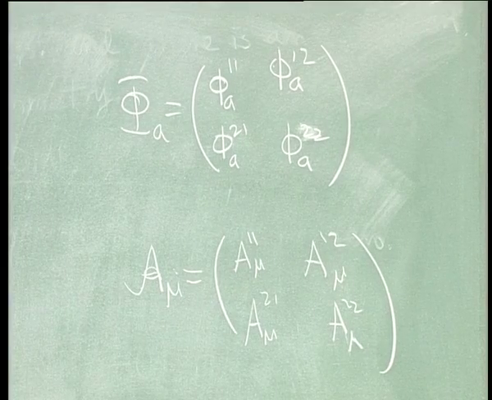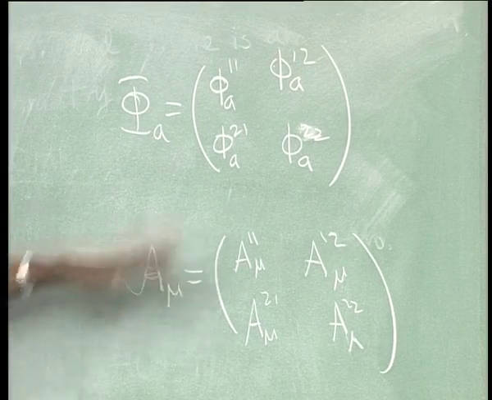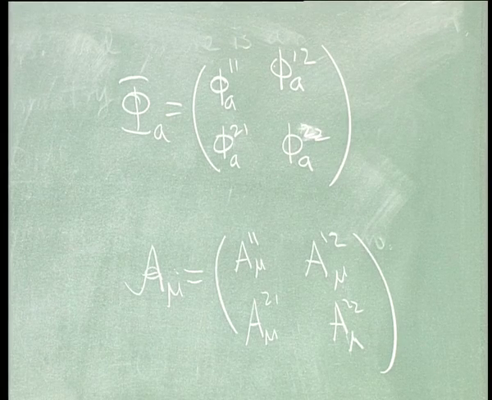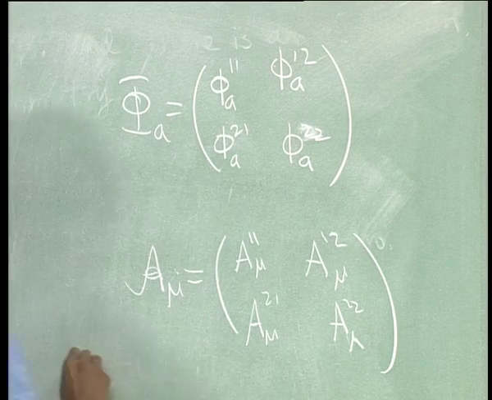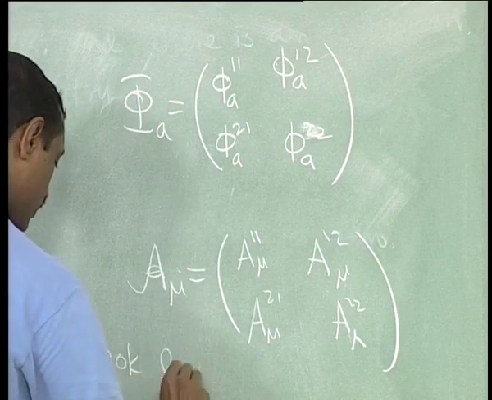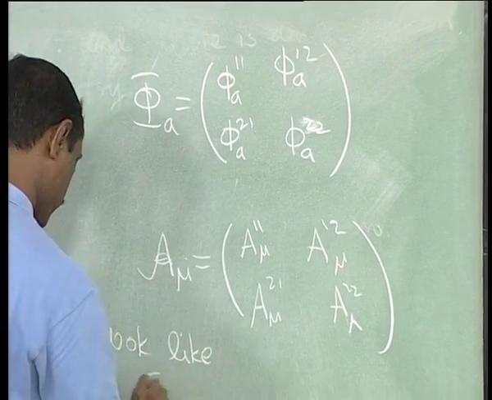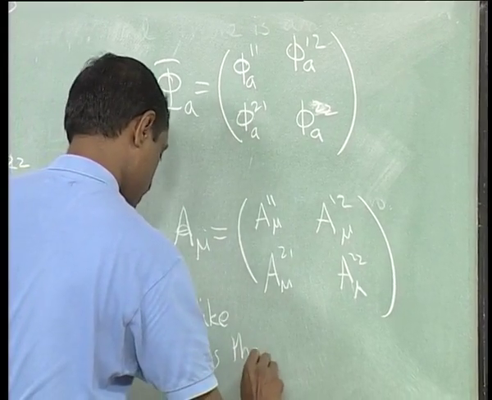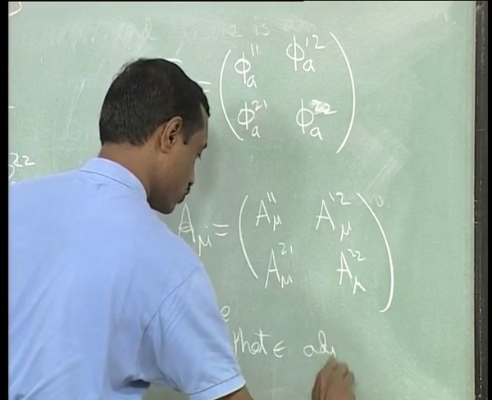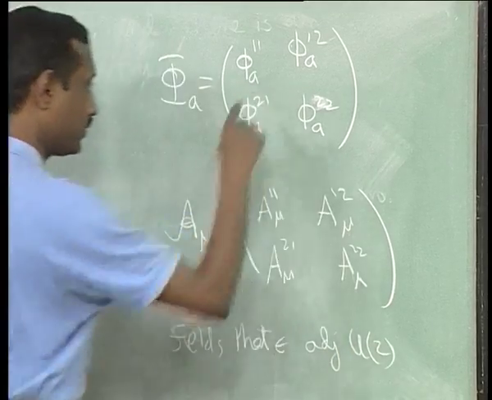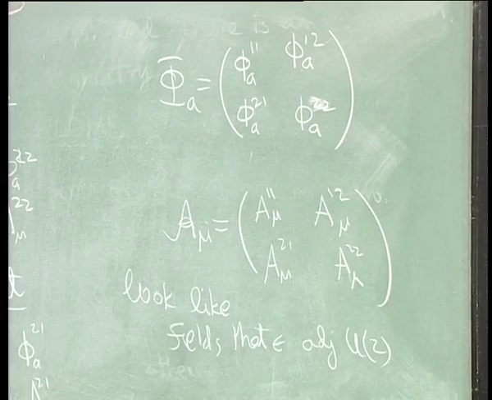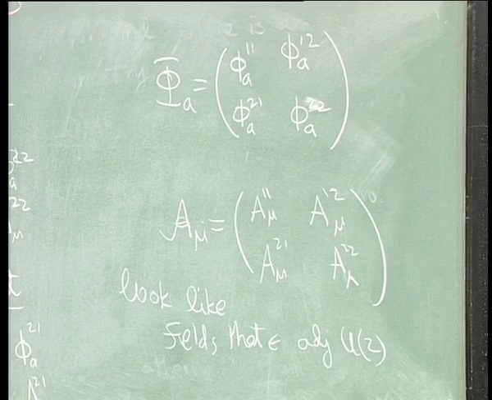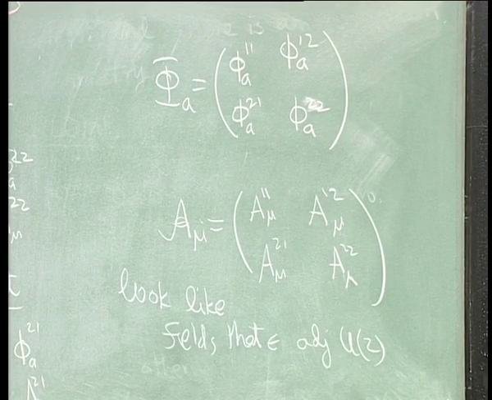And you can see that these are collecting, becoming an adjoint of U2. So, these actually now look like adjoint fields that belong to the adjoint of U2, and this is of course a connection for U2. Now, let us assume that this is correct. So, now we can go back and look at this thing.